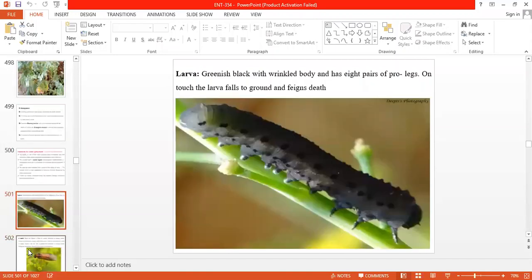Mark of identification: the larval stage is mostly greenish black with a wrinkled body and has 8 pairs of prolegs. When we touch the larva, it falls to the ground and plays dead, which means the larva drops down to the ground and actually resembles a dead larva.